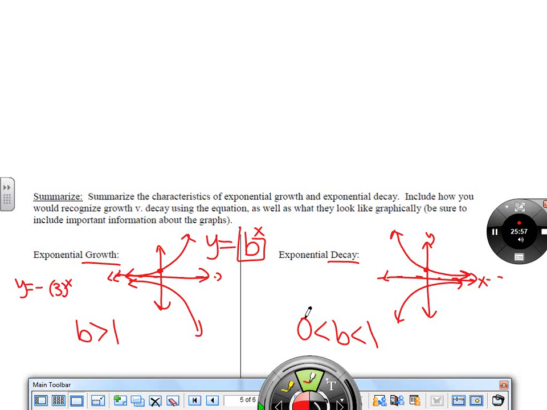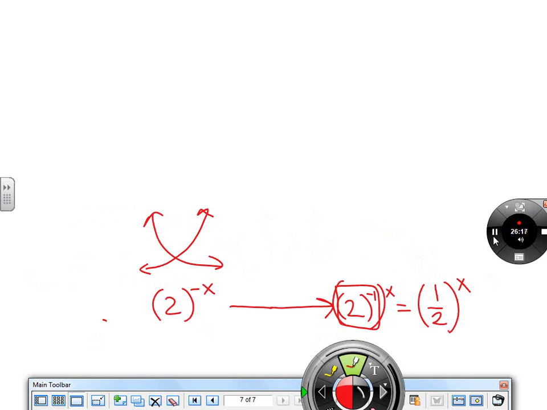Does anybody know how the graph would look different if the base had been a negative number? Take out your calculators real quick and graph this function. Make sure the negative is in the parentheses, okay? So graph y equals negative 2. This basically sums up the basics of what the exponential growth and decay function look like.